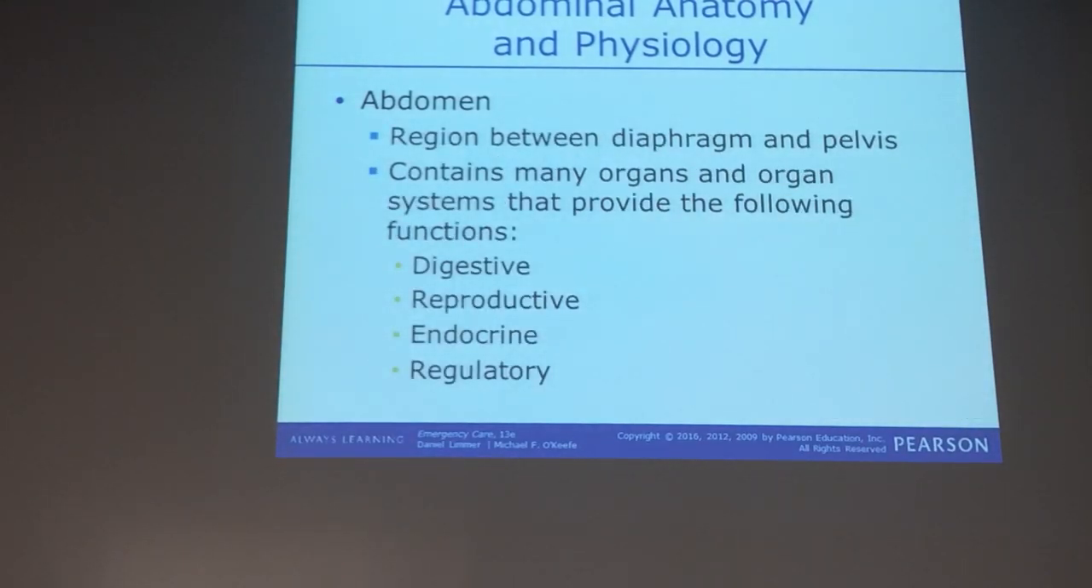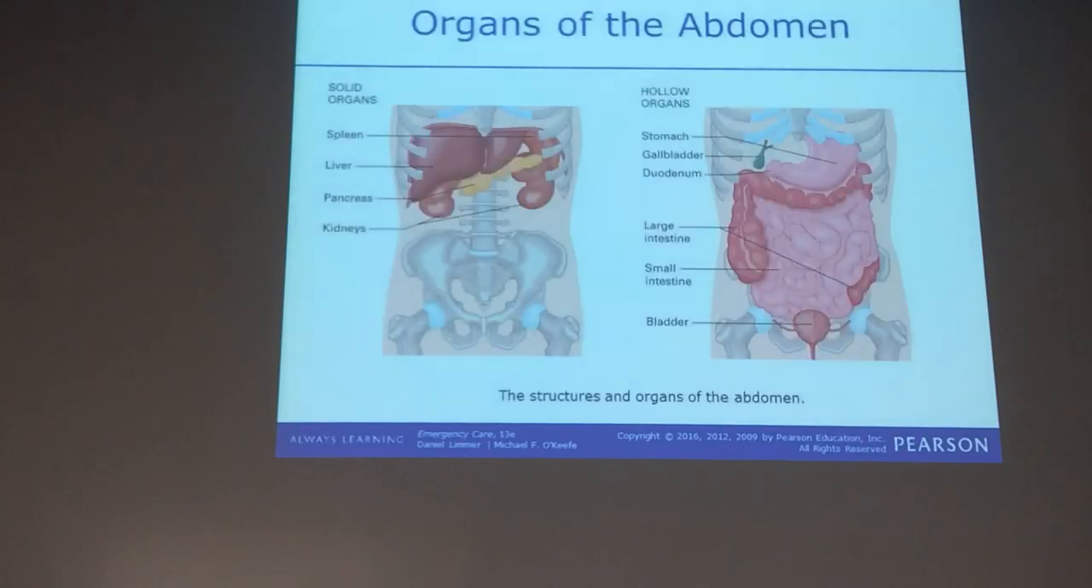So the abdomen is the region between the diaphragm and the pelvis. It contains many organs. They provide the following functions: digestive, reproductive, endocrine, and regulatory. So here we're coming to some of the organs of the abdomen. We have some solid organs. We've got the spleen over here on the left side, the liver on the right side, the pancreas, they're kind of in the middle, and then the kidneys. Okay? Our hollow organs include the stomach, the gallbladder, the duodenum, the large intestine, back here too, and the small intestine, and then the bladder.